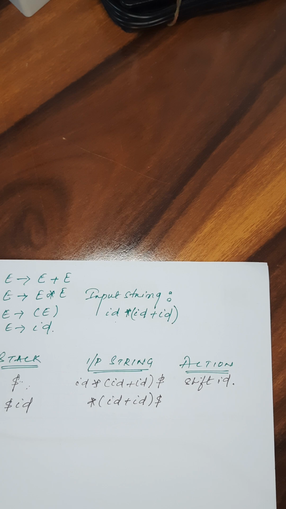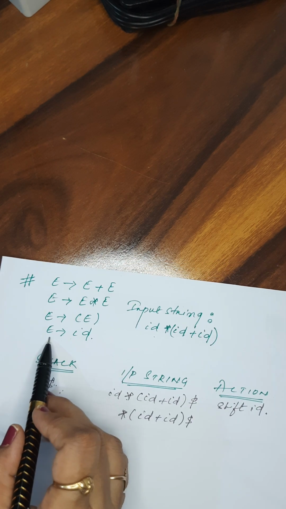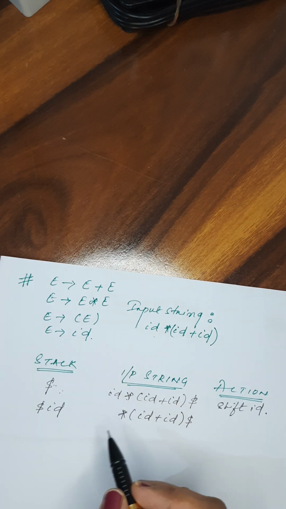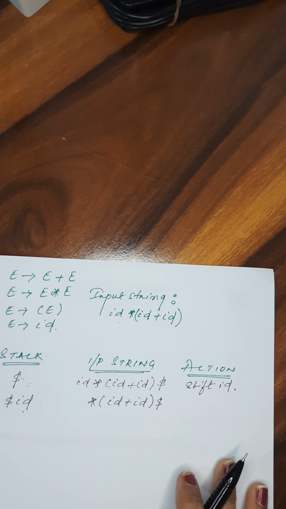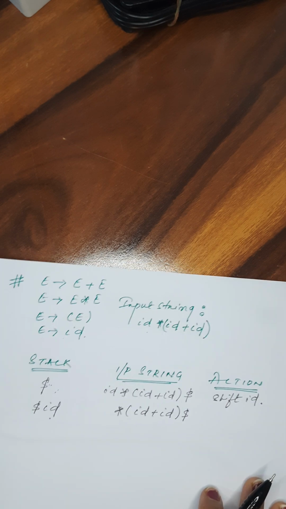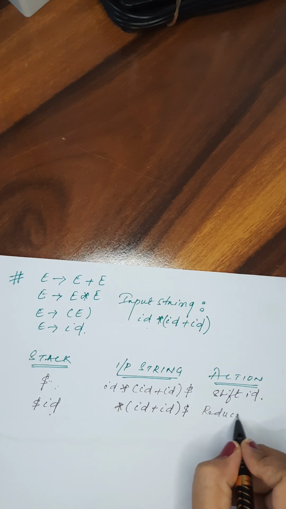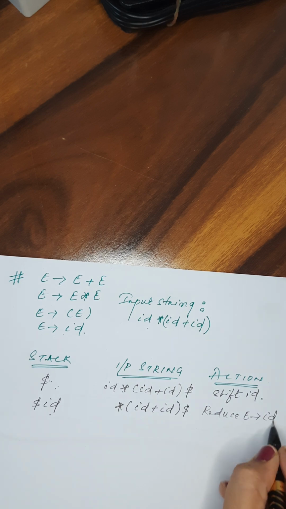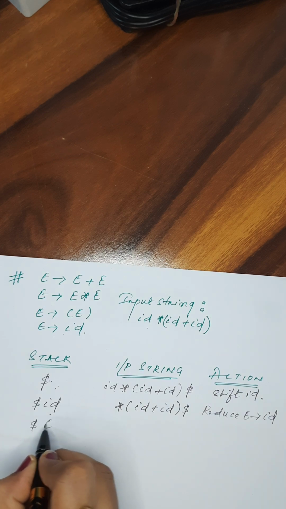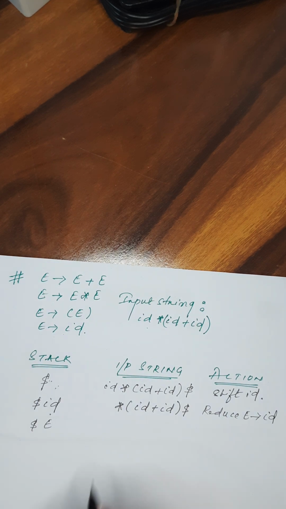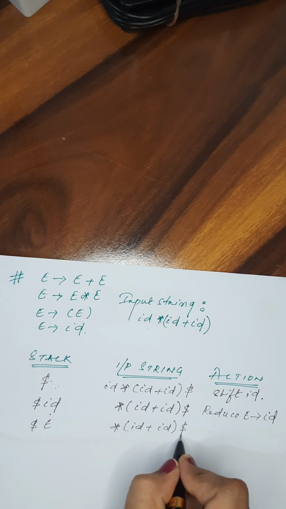Okay. Now, the handle concept I have told, we have to look at the production. See, E tends to ID, a production is there. When we have a production E tends to ID, that means ID over here is a handle. So, what will it do? It will reduce now. So, it will reduce by which production? It will reduce by E tends to ID. Okay. Now, in place of ID, what will I write? E. The left hand side of the production will be written. So, now star ID plus ID dollar.